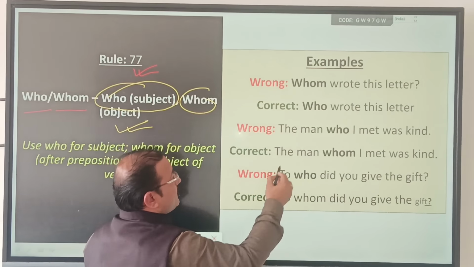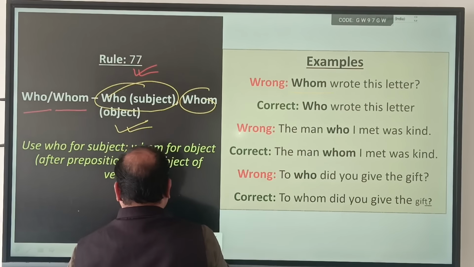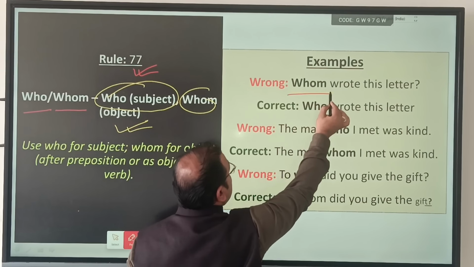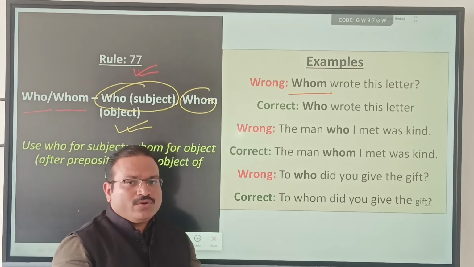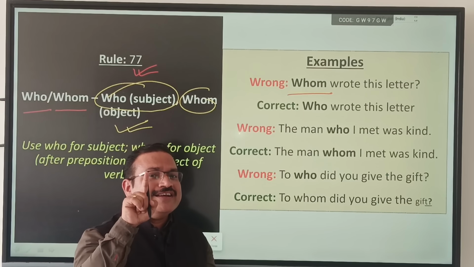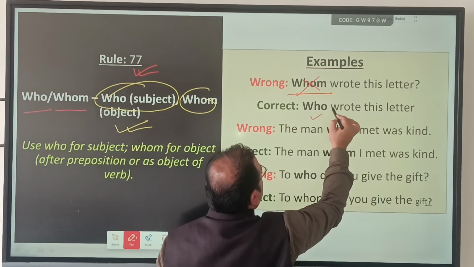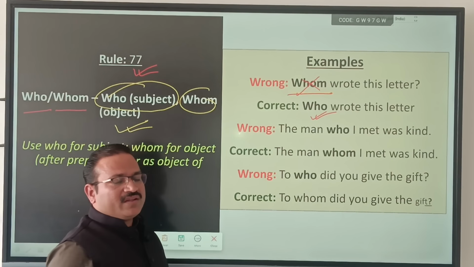Let us understand this. Whom wrote this letter? We are asking who wrote this letter. Somebody wrote the letter, so the one who is writing the letter is the subject. The subject place, what? Who wrote this letter?